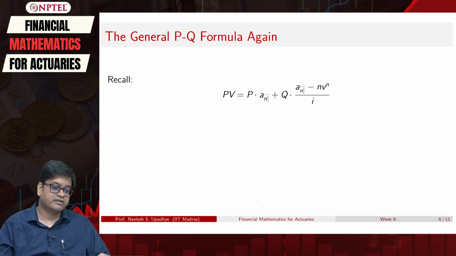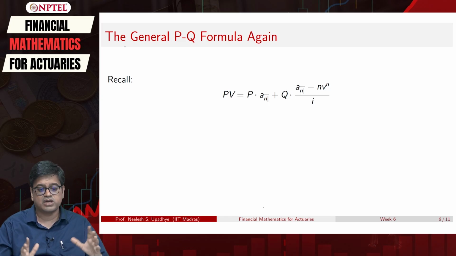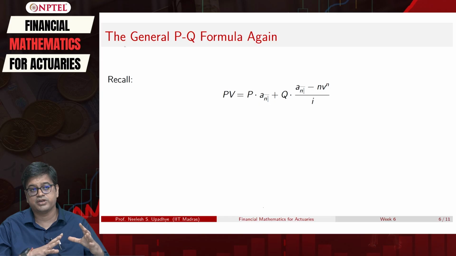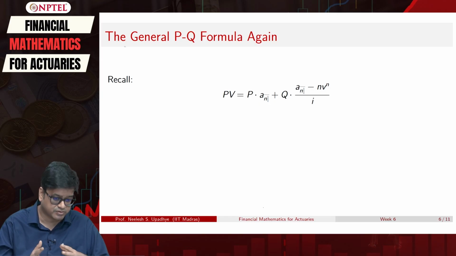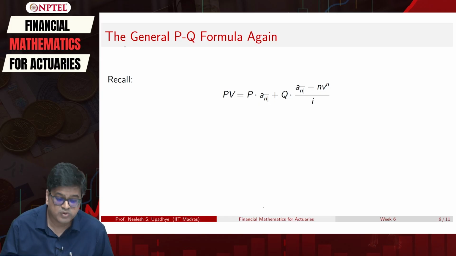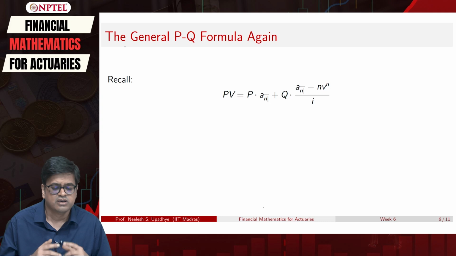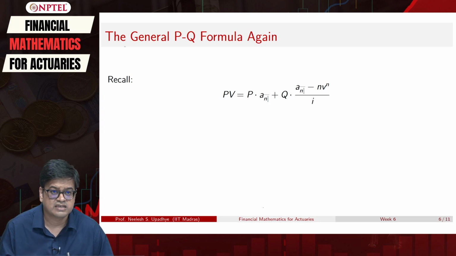If you recollect from that PQ method, our formula was somewhat different. It was not annuity due, it was annuity immediate that was playing a role. So how will this differ? Here there is a nice trick. If I have decreasing annuity, I will take this Q to be a negative number. If I do that, then it's very simple.